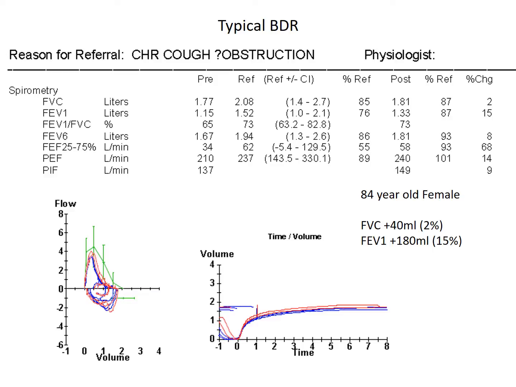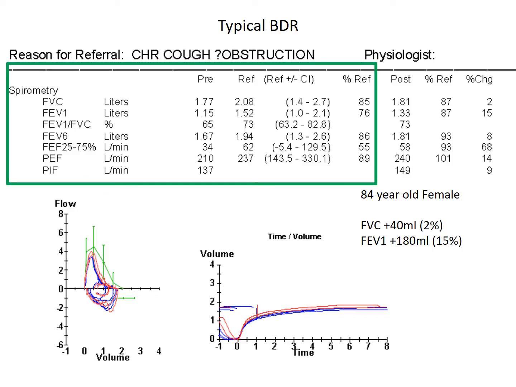Well, this is more of a typical bronchodilator response we may see in the laboratories. There's an 84-year-old female. Her pre-bronchodilator spirometry shown here you can interpret in two ways, according to which guideline you like to use. If you were to use the lower limit of normal as cutoffs, her ratio being 65 is actually within the confidence intervals. These are NHANES 3 predicted.